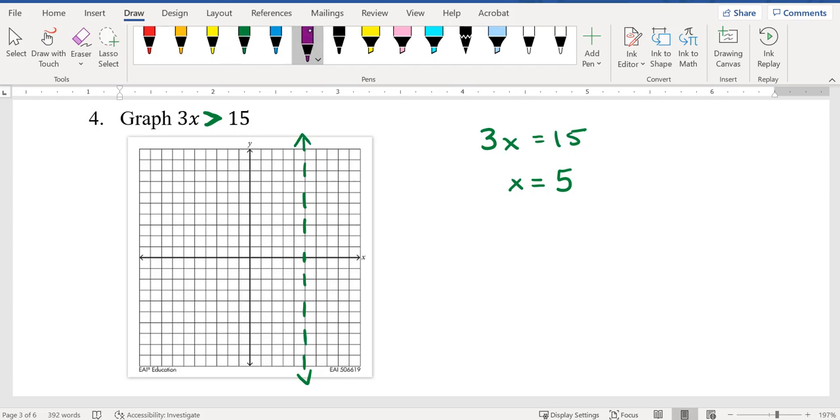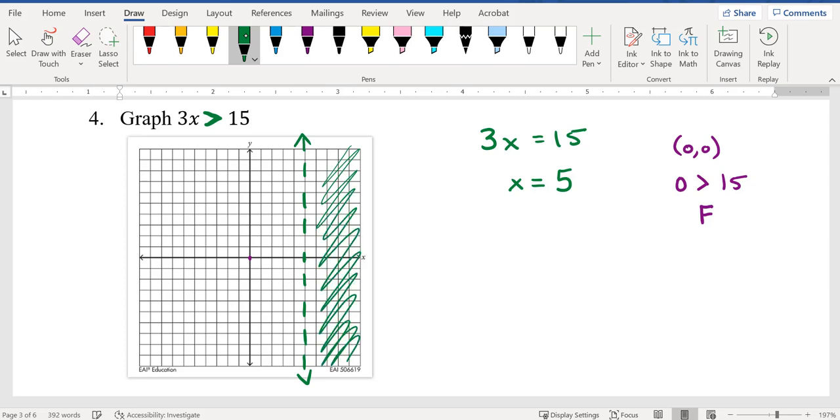Now choose a test point. I can pick (0, 0). If I plug 0 in for x, 3 times 0 is 0. Is 0 bigger than 15? No, so that's a false statement. I do not want to shade the half plane that contains (0, 0). So I'm going to shade to the right.